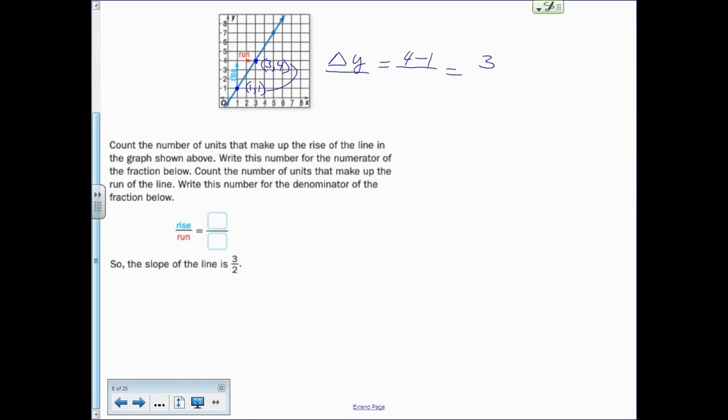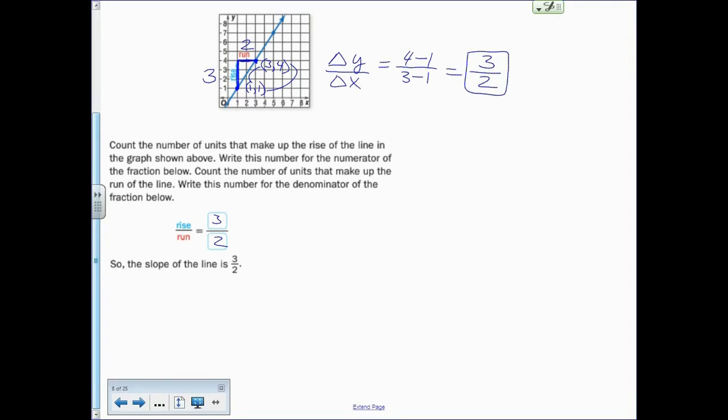Then we're going to look at the run. So the rise is 3. And we can say that the run is 3 minus 1, or subtracting the x numbers. That gives us a 2. So the run is 2. So rise is 3, run is 2. So the slope of the line, sorry, I forgot to put change in x up here, is 3 over 2. It is also the constant rate of change. So you could put 3 over 2 when you're talking about slope.